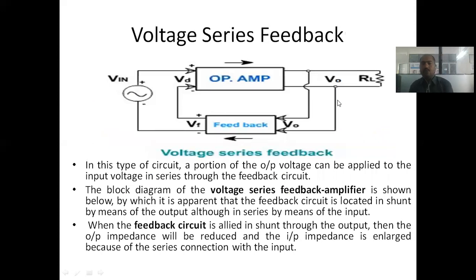See, voltage series feedback. This is the diagram of the amplifier, right? So this is nothing but the input. See, the input is applied to the operational amplifier. Operational amplifier indicates the amplifier, right? So this is the input which should be applied to the input of your amplifier. So this input is applied, so we get the output across your output, right?